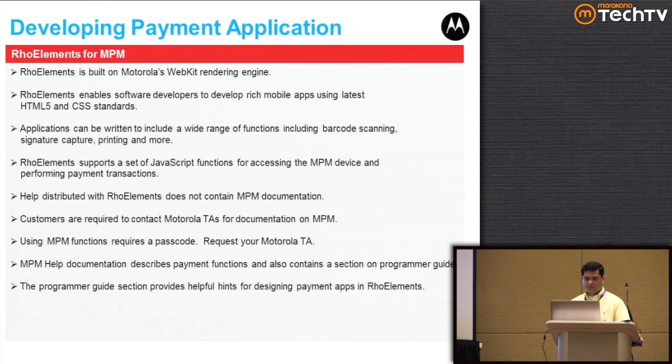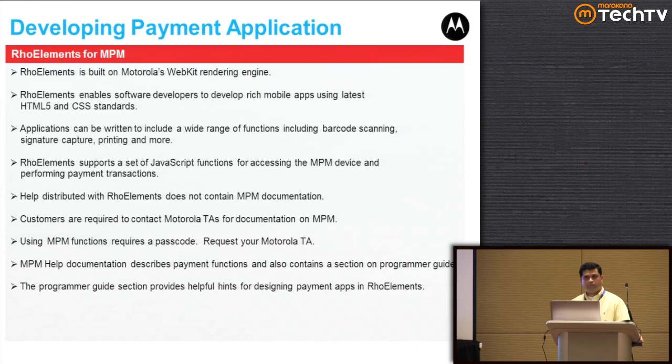Okay, RhoElements, so application. With RhoElements, you can also do other things before and after payment, right? Payment is the word, and then there is the password, right? Point of sale. The point of sale includes all the scanning and printing, signature capture, and all of that. And RhoMobile is capable of scanning, signature capture, printing.